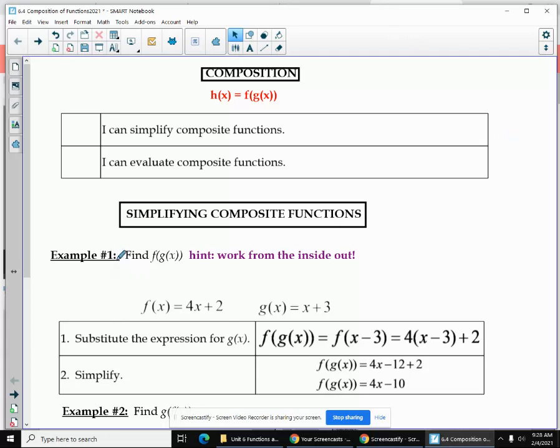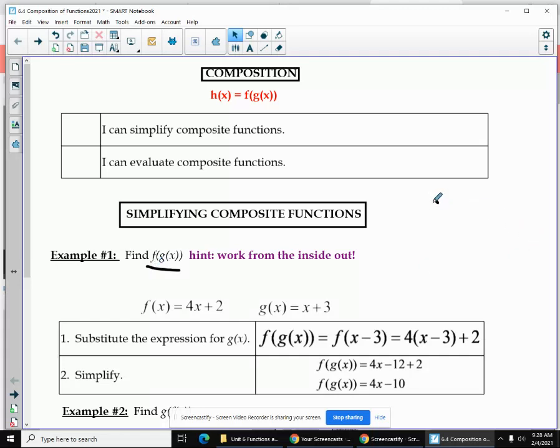So example number 1 is done for you over here, okay? And we have to find f of g of x. Be careful and listen to how I read this. I read this f of g of x.